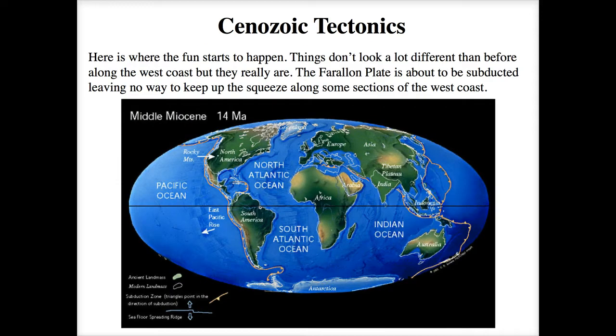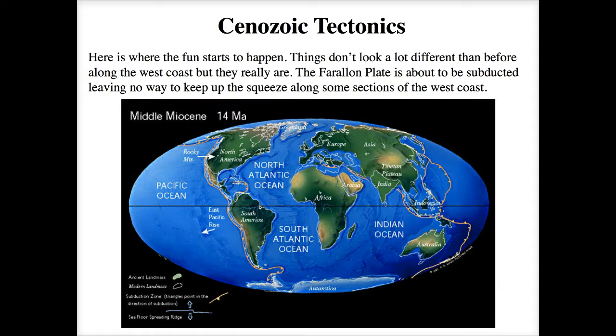Okay, so now here's where the fun starts to happen in the Miocene. Not necessarily the middle Miocene, but we're going to see stuff going back as far as, let's say, between 20 and 30 million years. But sometime in the Miocene, and this is the best I could do, look, the planet's looking really good, right? It all looks pretty normal. And the Farallon plate, not seen in this exactly, but that Farallon plate is about to be subducted. And once it gets subducted, there's no way to keep the squeezing going on along the sections of the west coast.